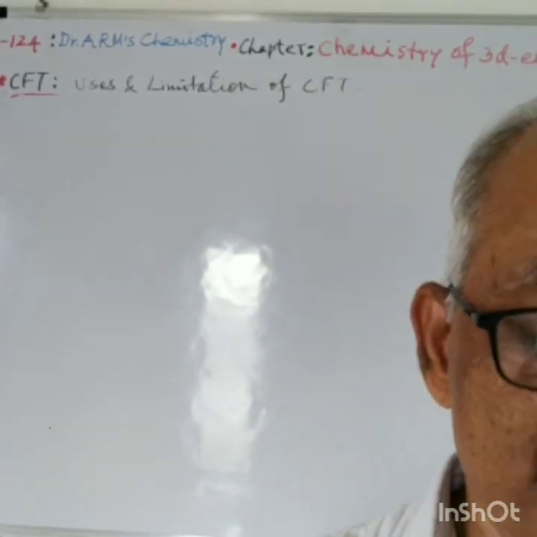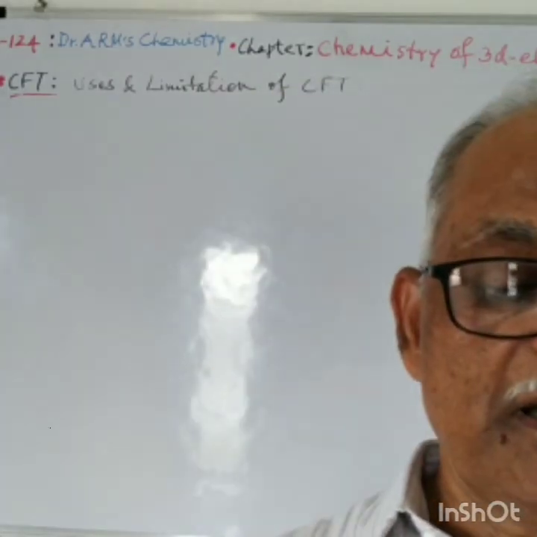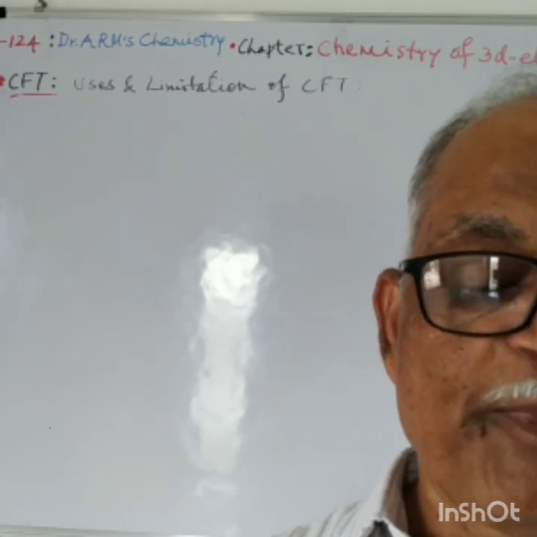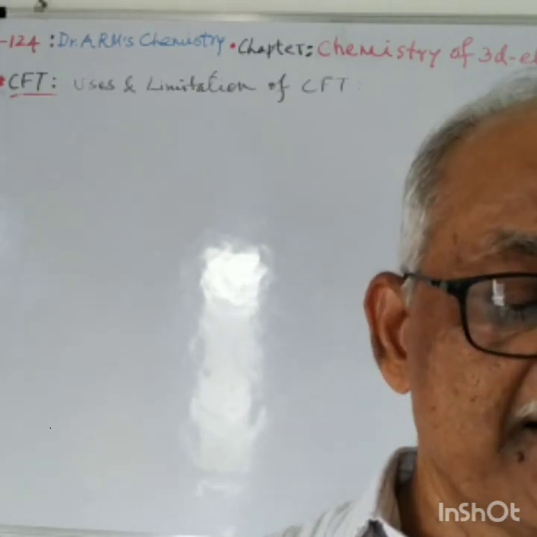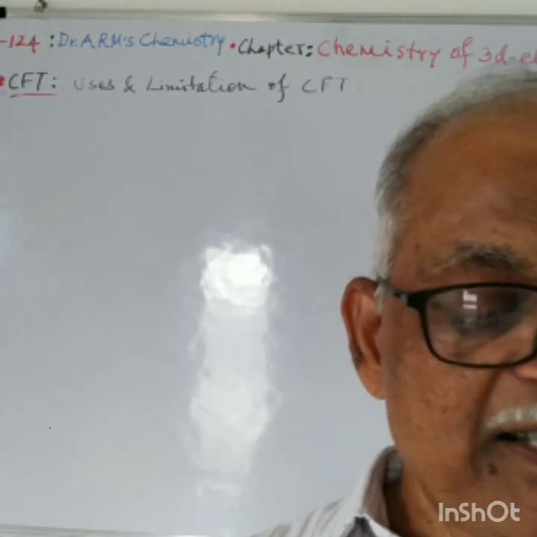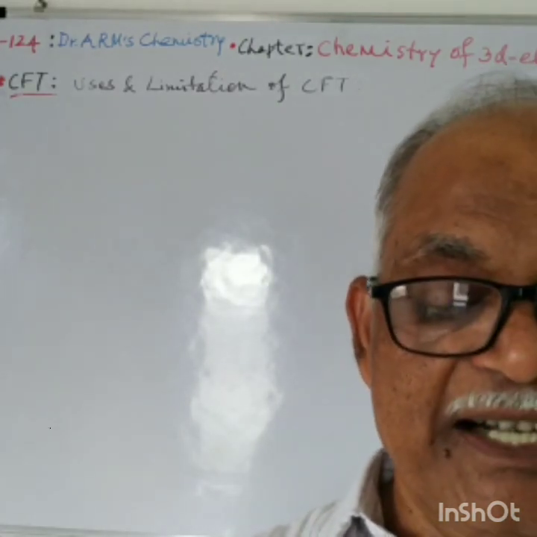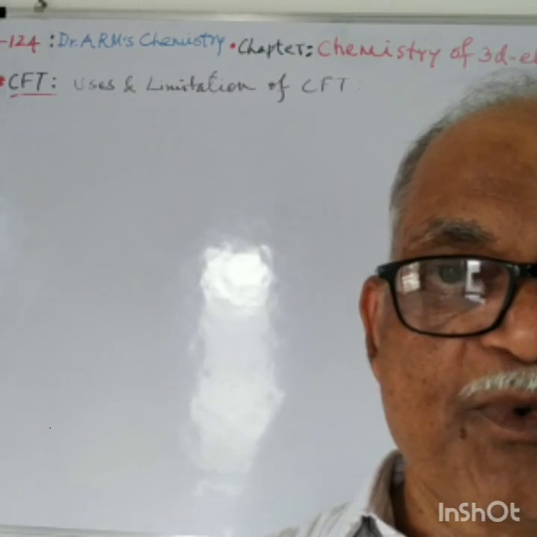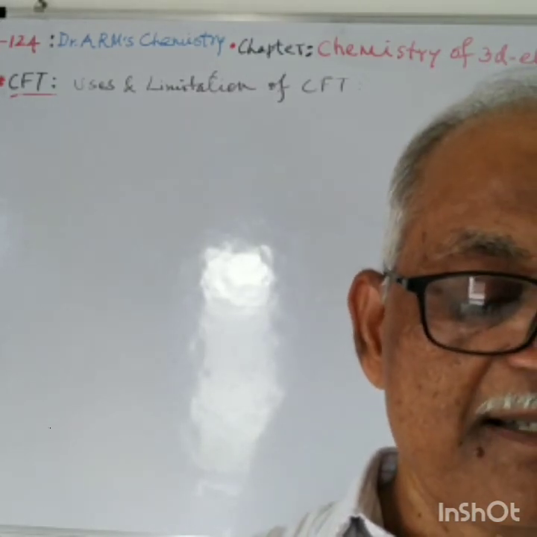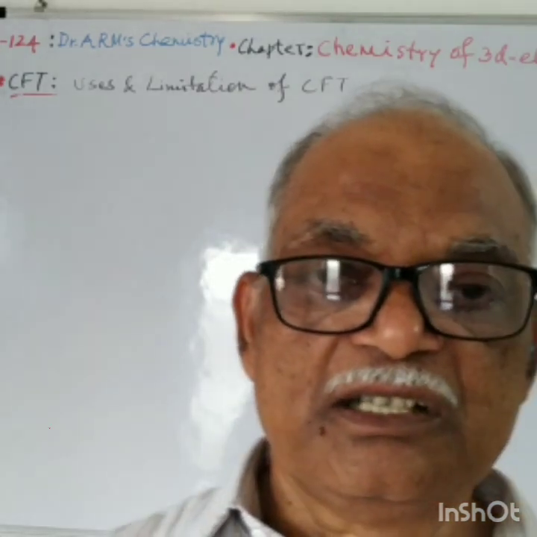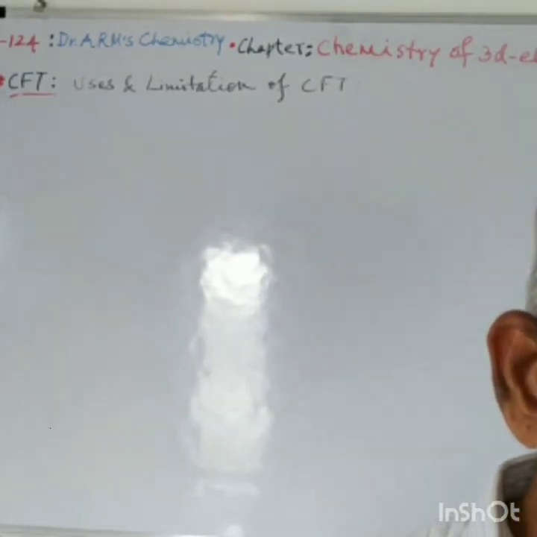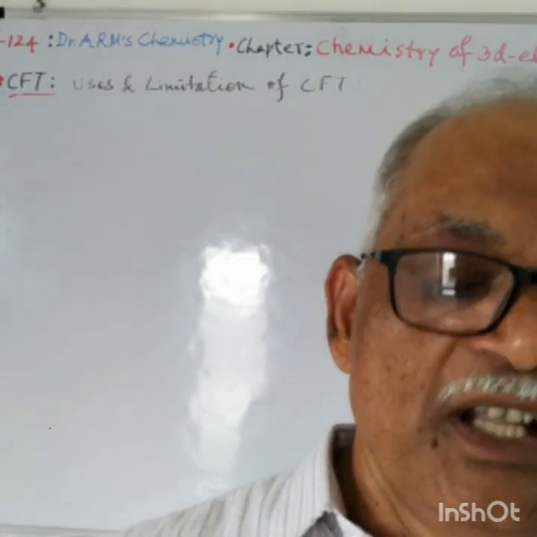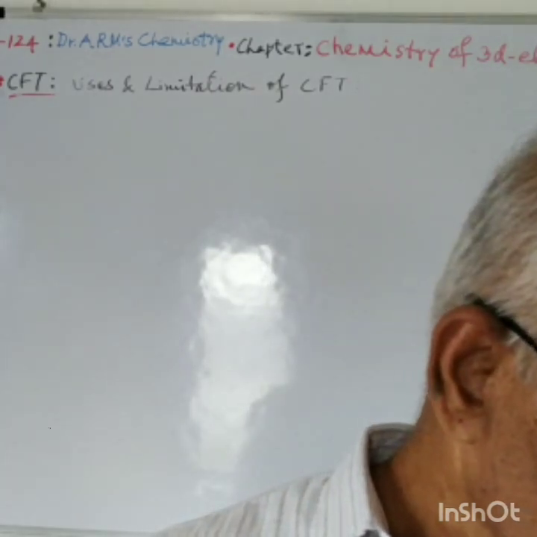Now if we see the limitations, it helps to interpret contrasting magnetic properties of high spin and low spin octahedral complexes on the basis of positions of weak and strong field ligands in the spectrochemical series. It provides no explanation as to why the particular ligands are placed where they are in the spectrochemical series. So with this we have completed the discussion which is expected in this lecture.